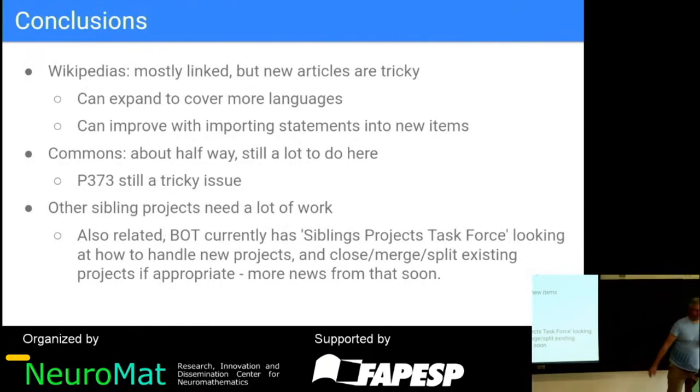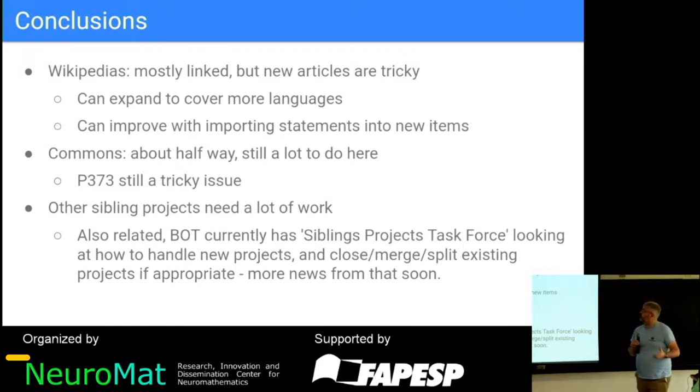Okay, so recent conclusions. That's a lot of information. I hope it's all made sense. I think the main points I want to make here are that looking across the whole of the Wikimedia ecosystem, all the different projects that exist, Wikipedias are mostly linked, at least in some languages, maybe not in all. We saw the example of Chinese Wikipedia. But handling new articles is tricky. So maybe that bot code can be expanded to cover more languages. Maybe it can also be expanded to add more information about new items when they're created.